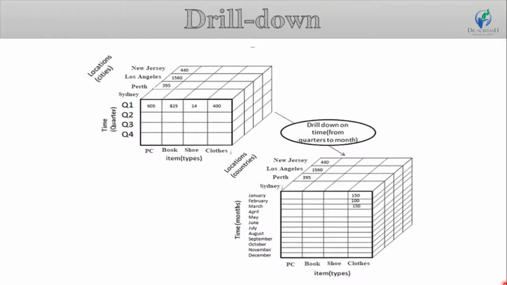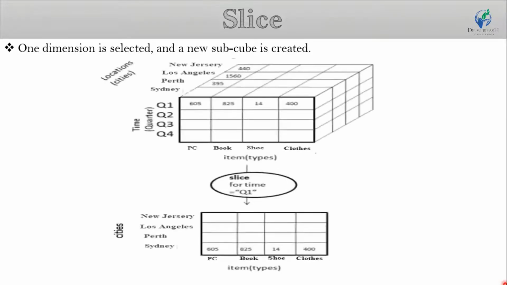Now, I explain the next operation, which is slice. In the slice, one dimension is selected and a new subcube is created. Now consider this example. In this, we can see how the slice operation is performed. The dimension time is sliced with quarter 1 as a filter. A new cube is created altogether.